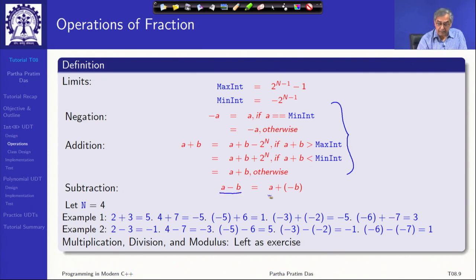Subtraction can be easily done by adding the negation of the second operand to the first operand. Here are some examples with and without overflow that you can use for following. In the same way, you can define multiplication, division, modulus, but I leave them as exercise for you. Certainly not everything I should solve and present to you.